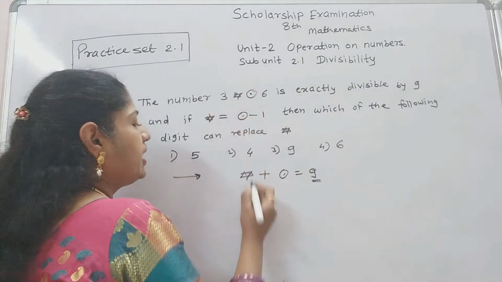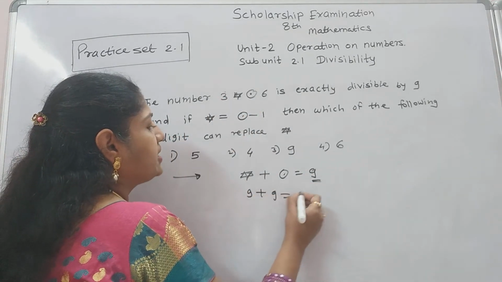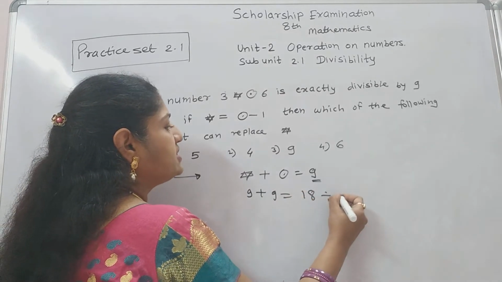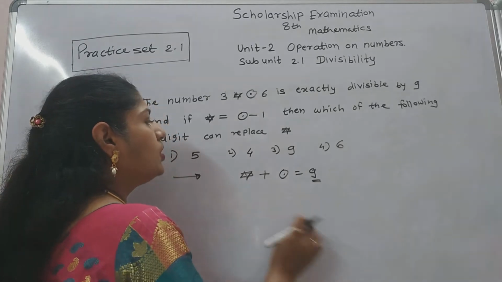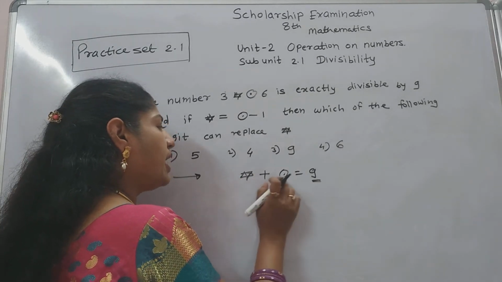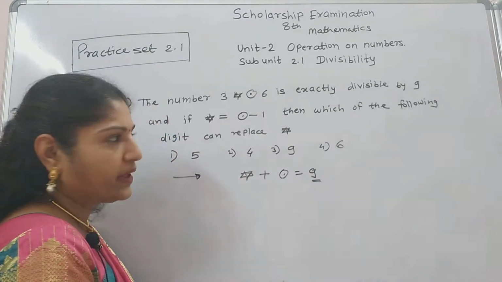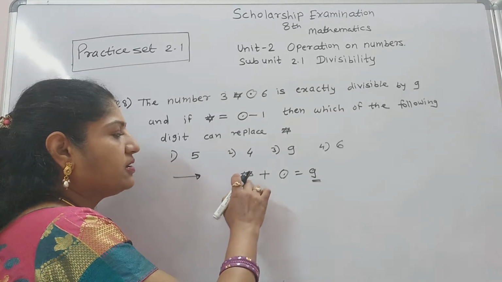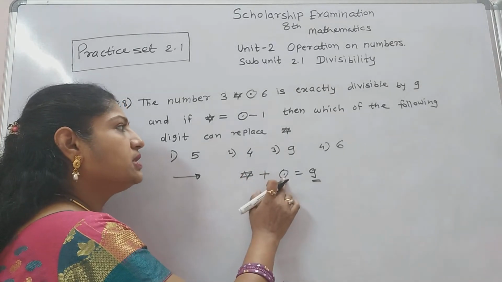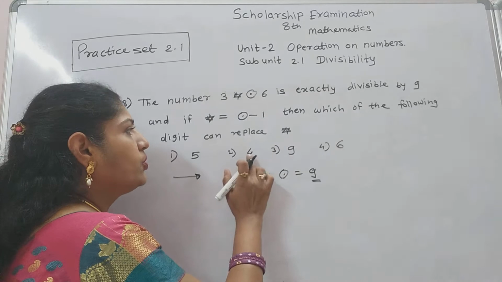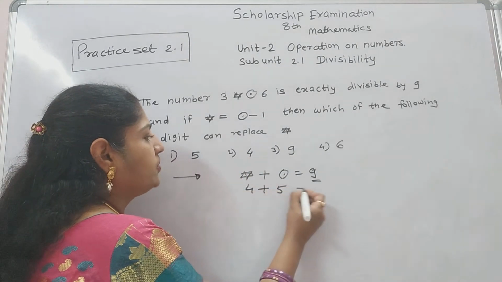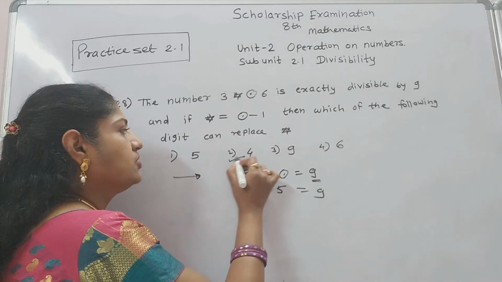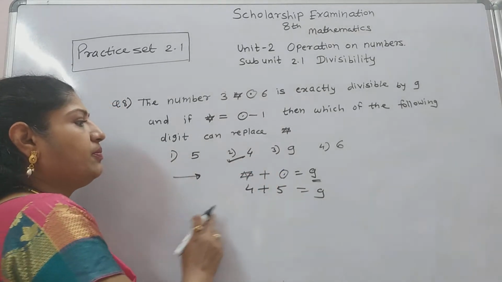So 9 plus 9, that is 18, and 18 is divisible by 9, so this number is divisible by 9. So the sum of the star and the dot must be 9, and star is less than 1 from this number. When I put the number 4, 4 plus 5, that is 9. So replace the star by 4.